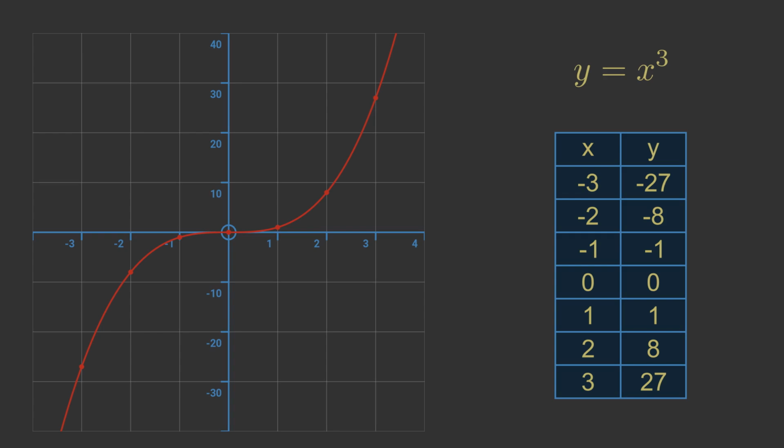The curve always increases as it moves from left to right. Around the origin, the curve changes its slope a little, but it never reverses direction. This is called a point of inflection.